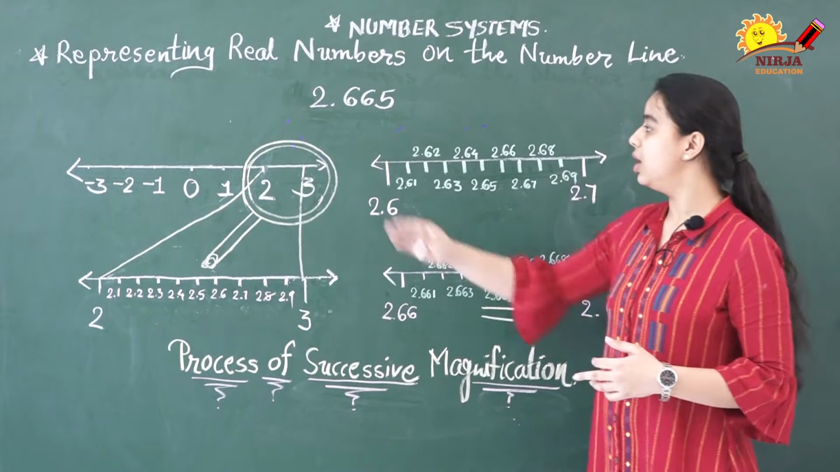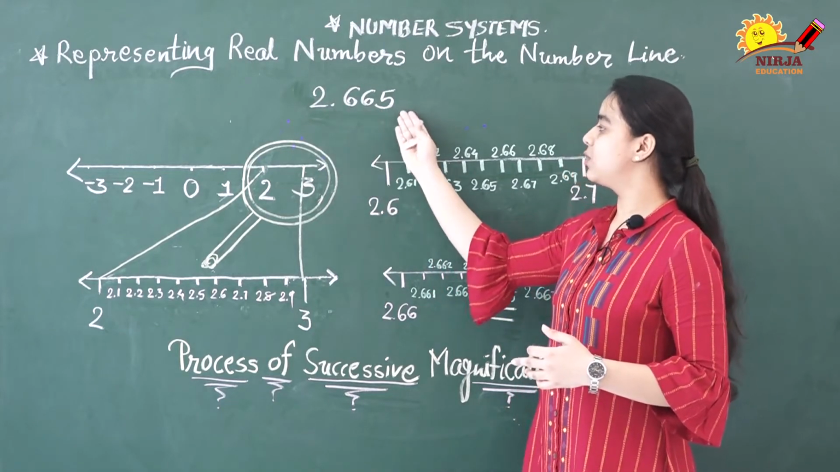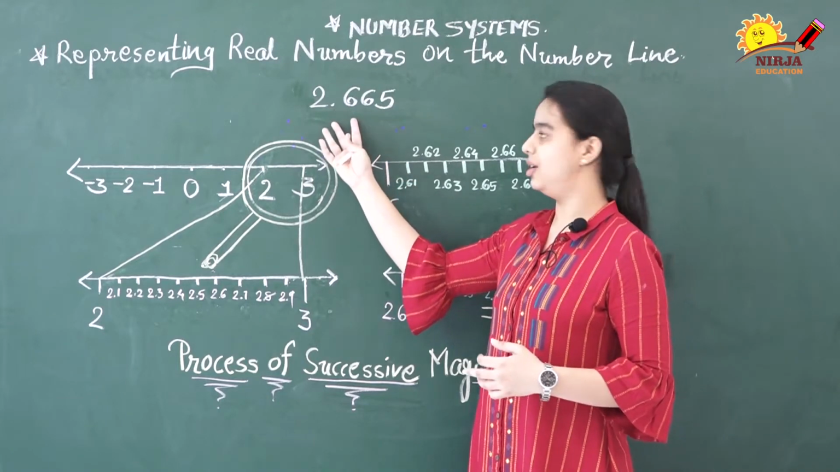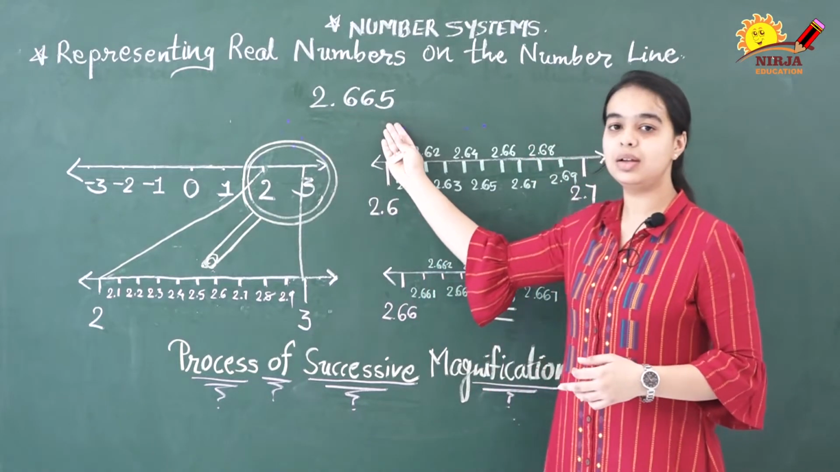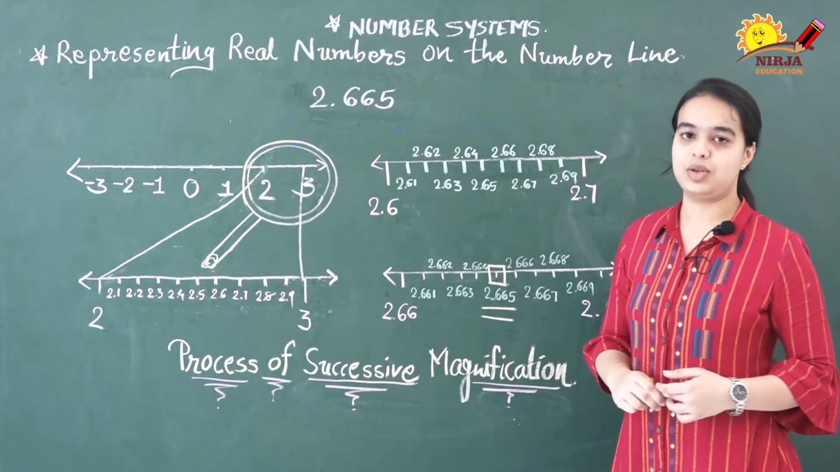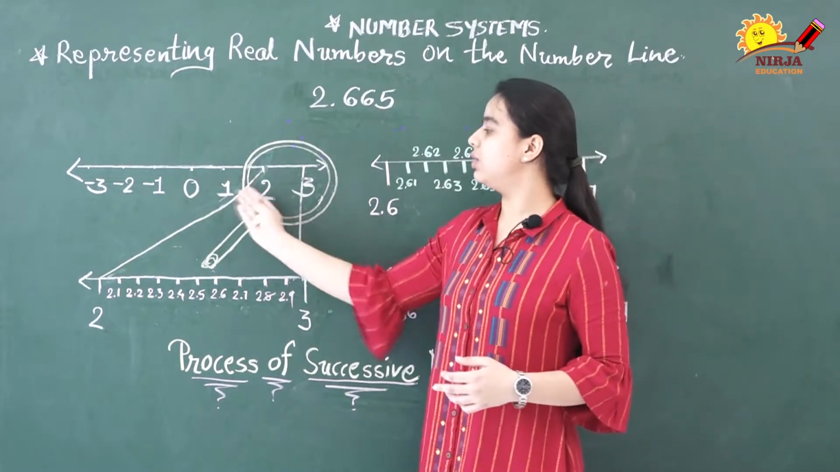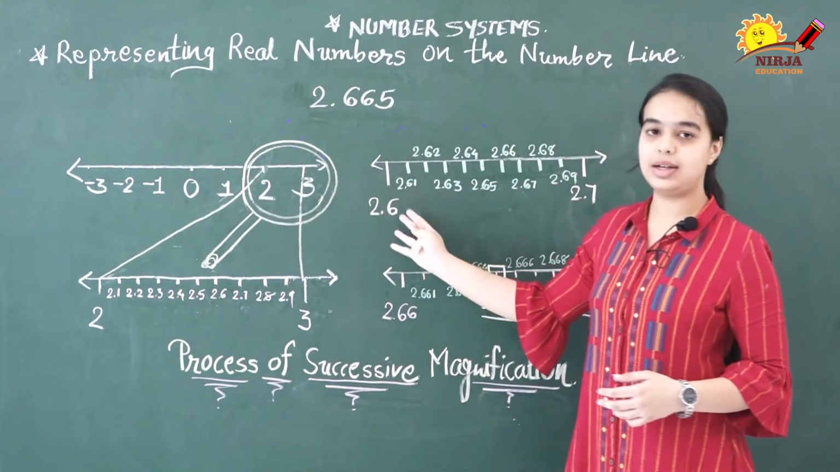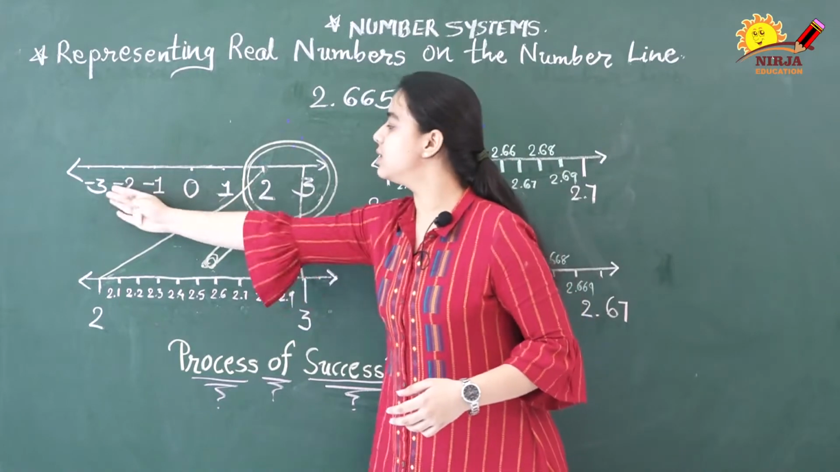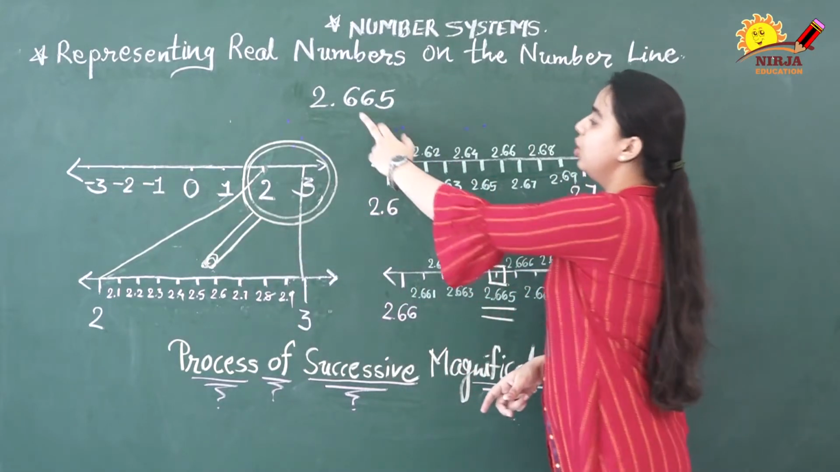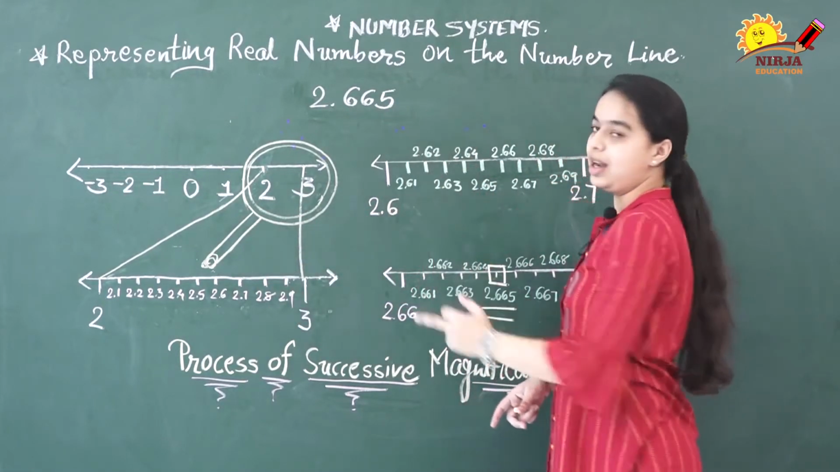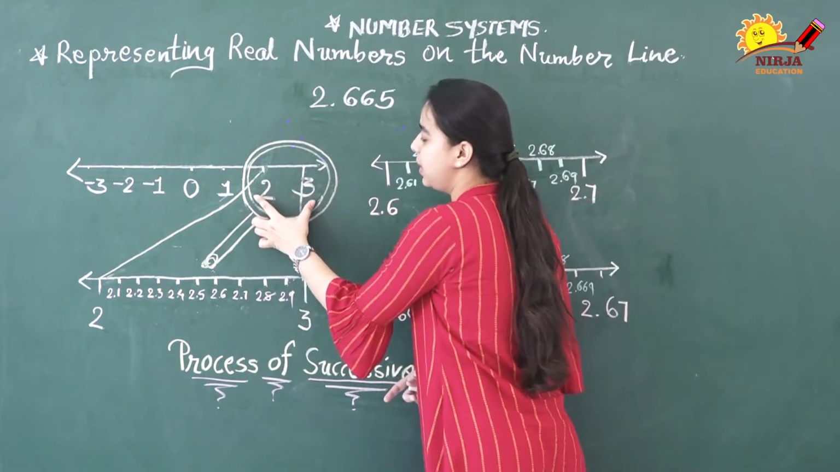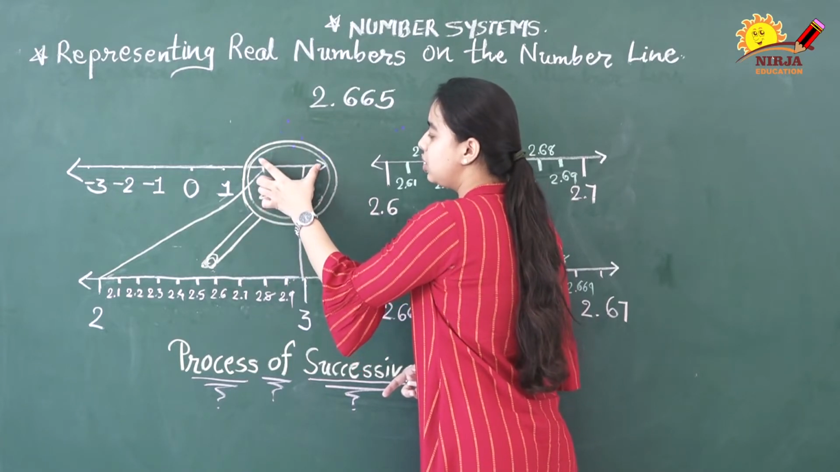Here I have taken one number, 2.665. Is this a real number? Yes, this is a real rational number. Why? Because this number has a terminating decimal expansion. For that, I have taken one number line indicating all the positive integers on the right side and all the negative integers on the left side. As you know, the number 2.665 lies between 2 and 3. So, take a closer look on the number line between 2 and 3.